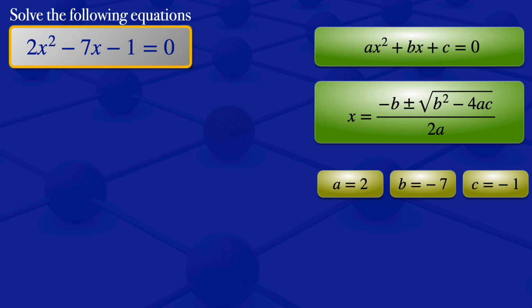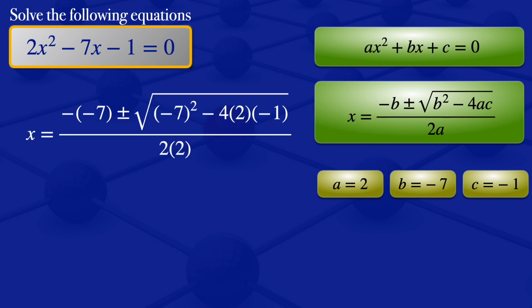We now substitute these values of a, b, and c into the formula for x. Then we have x equals minus 7 plus or minus the square root of minus 7 squared minus 4 times 2 times minus 1. On this part, where we have minus times minus, it will simplify to just a 7. Then minus 7 squared gives us 49. Then minus 4 times 2 times minus 1 gives us a plus 8. So our expression simplifies to 7 plus or minus the square root of 49 plus 8, divided by 4.